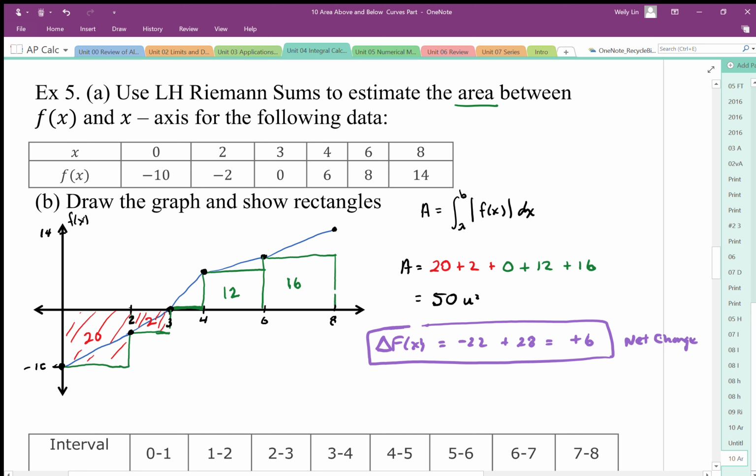Okay, in velocity problems, when you ask for the distance, that's the same as the area. The negative displacement has to be calculated as positive distance.